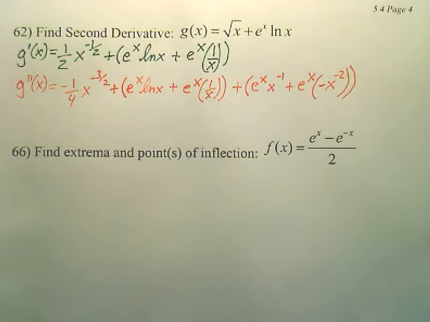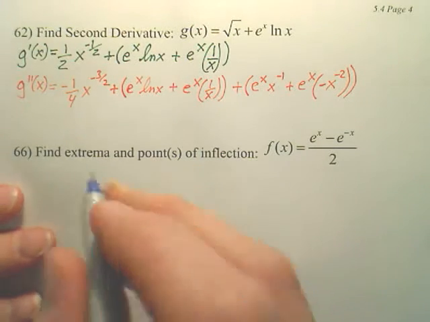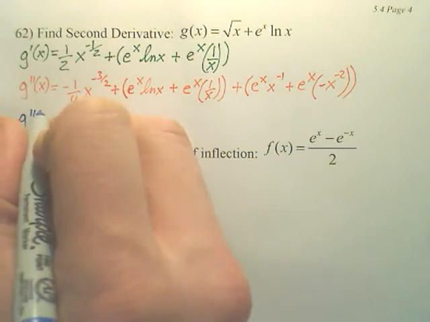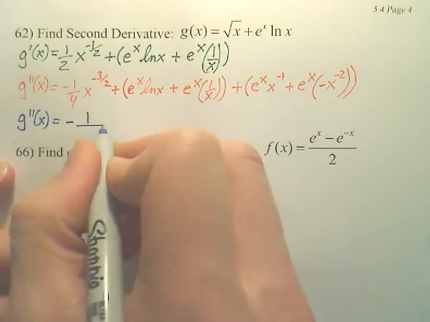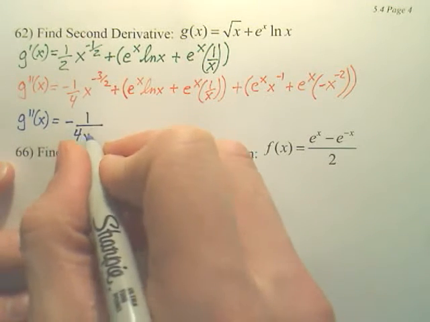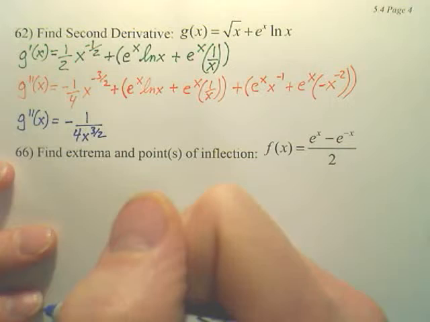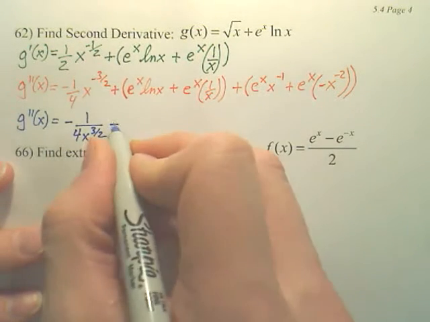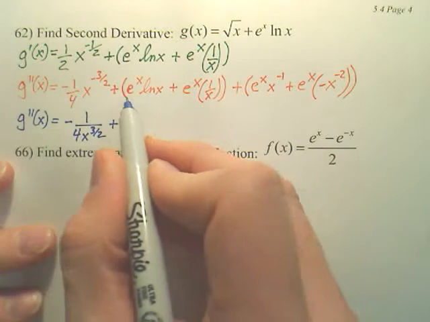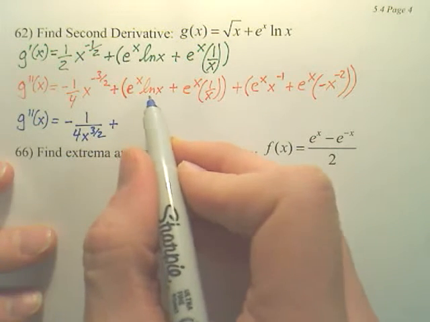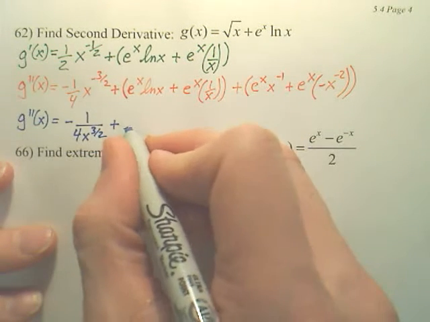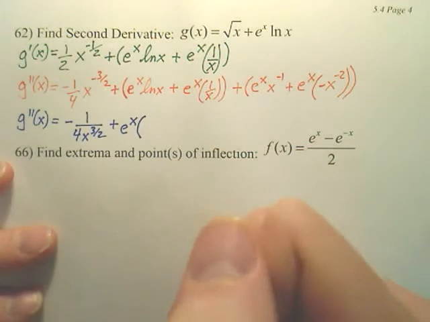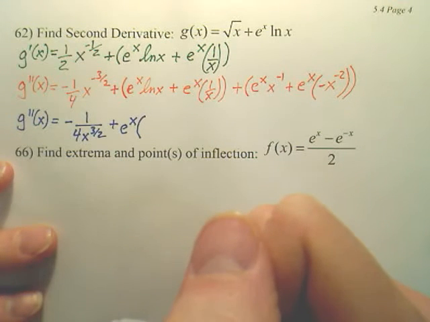Now we just see if anything can group up, simplify. I'm not going to worry about common denominators. I'm just going to group it up right now. So, this one would be negative 1 over 4 x to the 3 over 2. That's when you get rid of the negative power. Plus, does this have anything to combine with? No, but do all of these have an e to the x? So I'm going to put e to the x out front. Is that okay? Because they all have an e to the x.